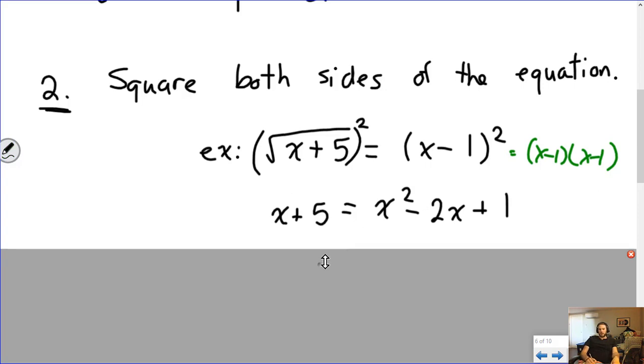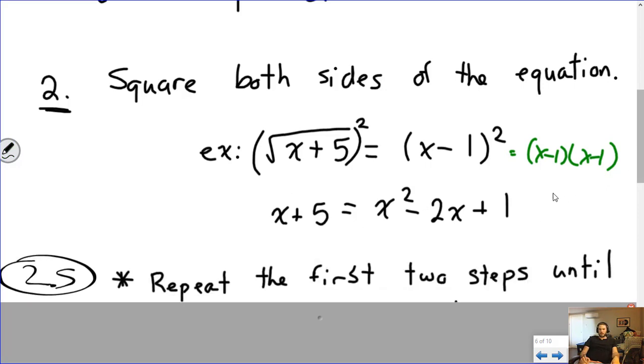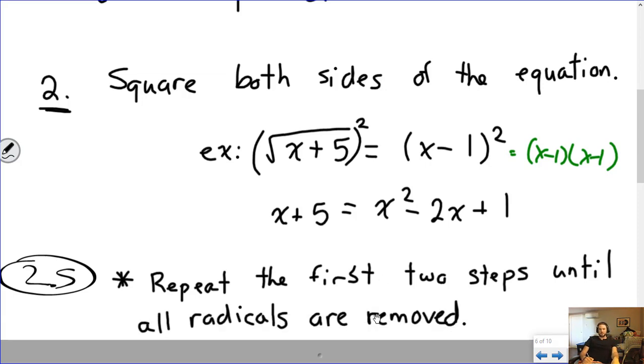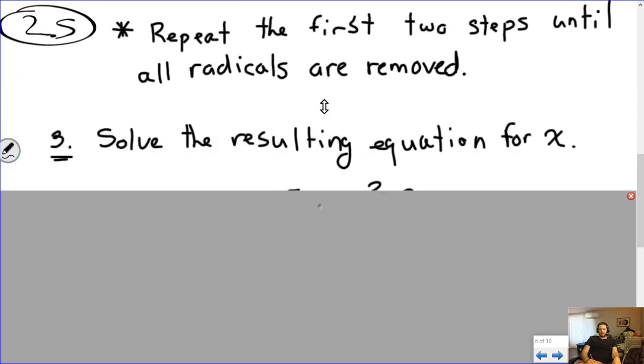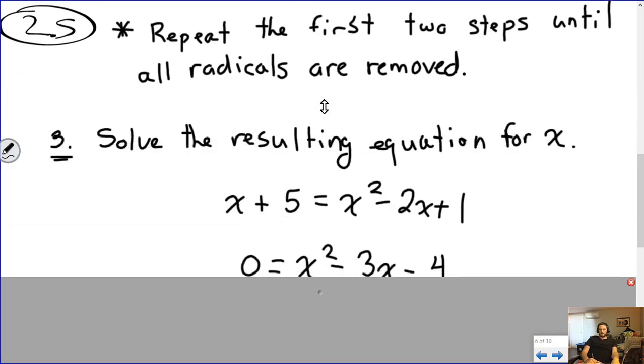Okay, so now that I've taken the square of both sides, step 2.5 before we move on to step 3 is we have to make sure there are no more radicals. If there are any radicals left, we're going to go back up to step 1 and restart. So isolate it and square it, isolate and square it until we have no more radicals. Once all the radicals are removed, then we can move on to step 3 where we're going to solve for the remaining value of x.